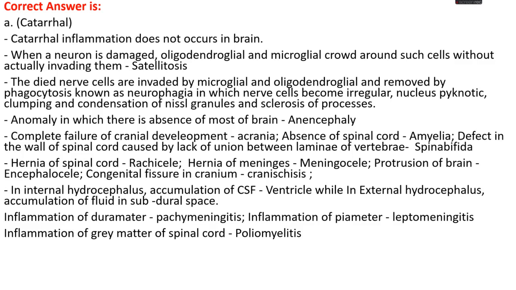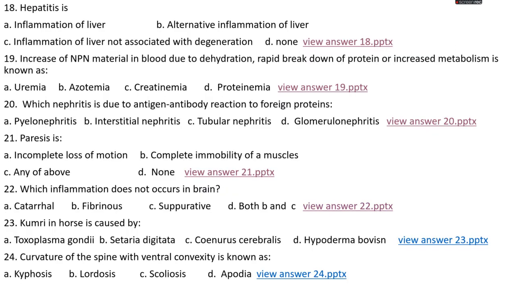Okay, in internal hydrocephalus, accumulation of cerebrospinal fluid takes place in the ventricles, while in external hydrocephalus, the accumulation of cerebrospinal fluid occurs in the subdural space. Inflammation of the dura mater is known as pachymeningitis. Inflammation of the pia mater is known as leptomeningitis. Inflammation of the gray matter of the spinal cord is known as poliomyelitis.